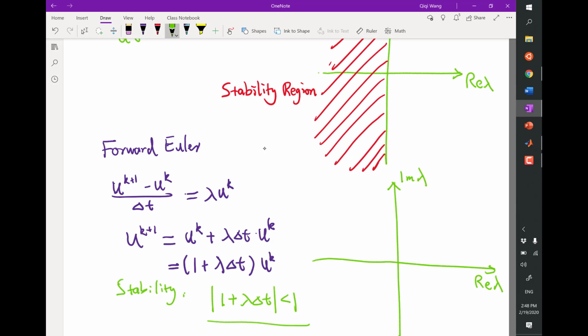Think of the boundary, right? For what values of lambda would the absolute value be actually equal to 1? Unit circle? It's not going to be a unit circle, right? Well, yes. It's actually a unit circle for 1 plus lambda delta t. You're right. So how do we shift the unit circle for 1 plus lambda delta t into a geometry, into a shape, just for lambda?